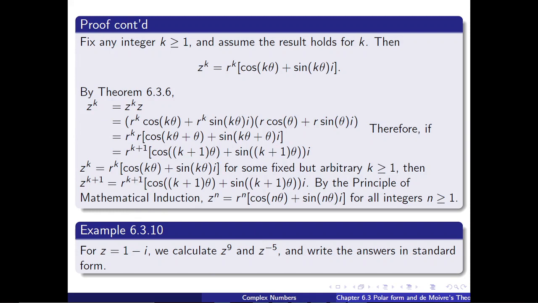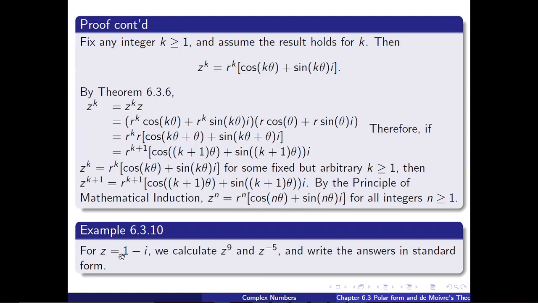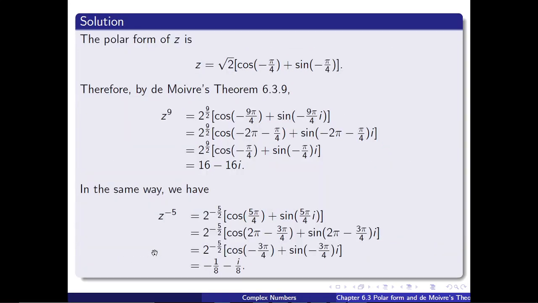So within the example there are two questions. For z which is equal to 1 minus i, we calculate z to the 9 and z to the minus 5, and we write the answers in standard form. So the polar form of z is root 2 times cos and sine. Here we find r, and then we find the principal argument, right? And then it comes out like that.